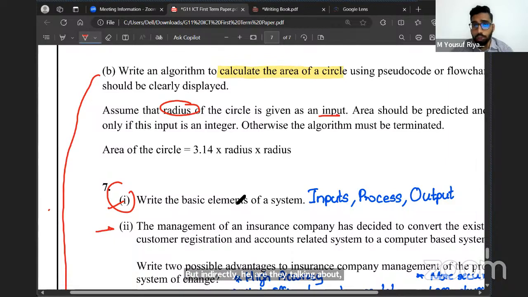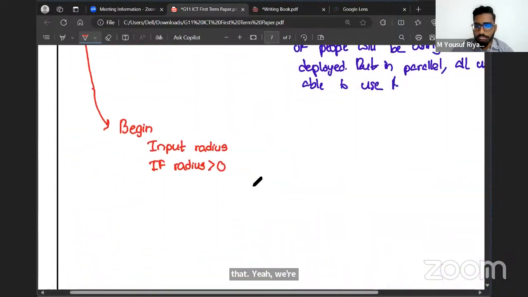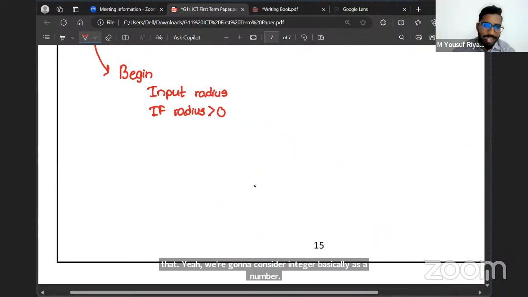Okay, because normally in pseudocode, we don't deal with data types. We learn data types only under flowchart, say under Pascal. And I told you from program to program, the data type will change. The meaning of data types changes, right? So because of that, here we are going to consider integer basically as a number. Okay, not as a whole number. We are going to just consider number. That's why I took here if radius is greater than 0.